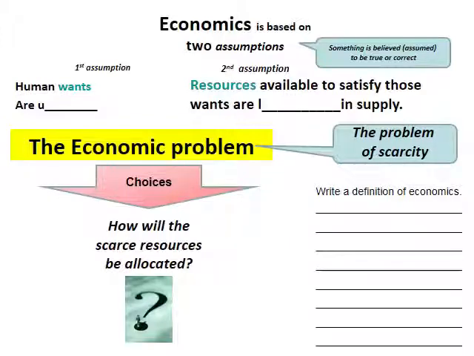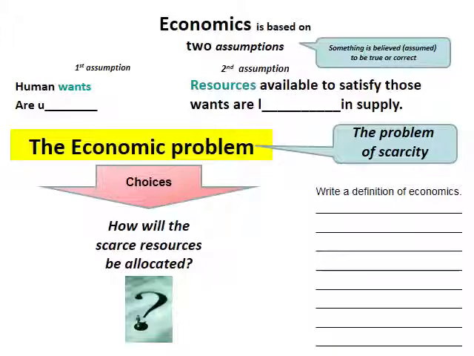Now, we've already looked at the economic problem, and the economic problem is based on two assumptions: that human wants are unlimited, and yet the resources that produce the goods and services that satisfy those wants are limited in supply. And so the problem is that resources are scarce in relation to human wants. And so quite often the economic problem is called the problem of scarcity. Scarcity being the noun, scarce the adjective.